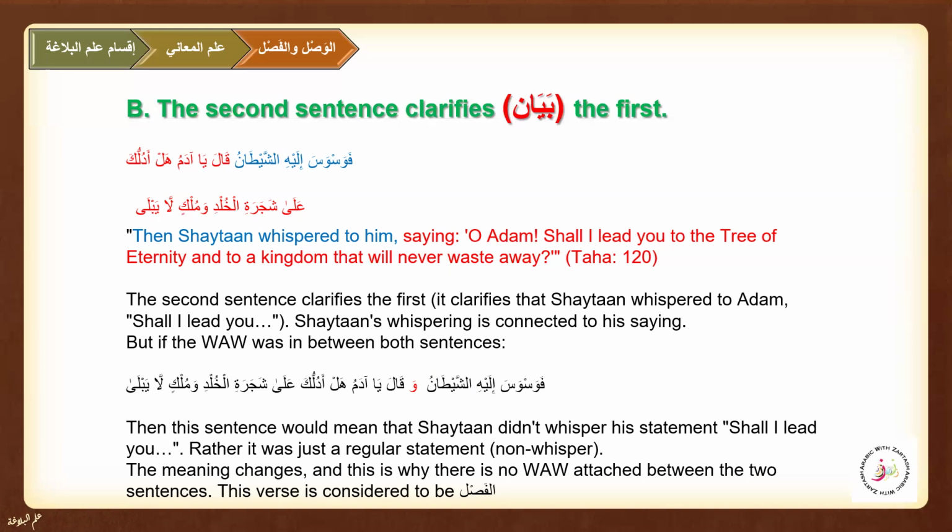So here this meaning changes, and that is why there is no wow attached between the two sentences, and this ayah is considered to be al-fasl. So this is al-fasl. I hope this is clear that there is fasl when the second sentence clarifies, or that is the bayan of the first one.